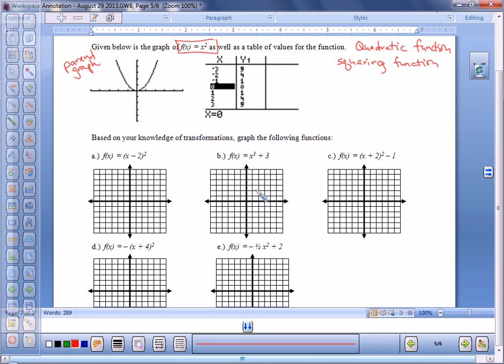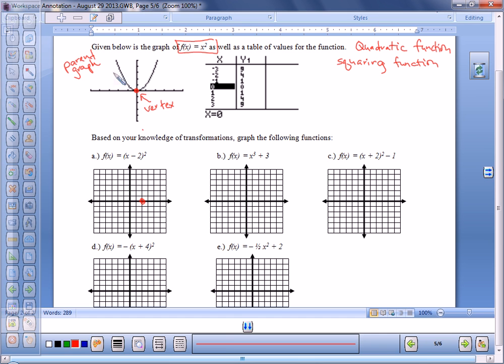So this one says, take that quadratic. How do I know? Because I have this 2. And what am I going to do with this parent graph? Shift it to the right 2. Now, the point I just shifted was the point that was at 0, 0. That point is called the vertex of this quadratic function. The vertex is either going to be the lowest point, the minimum, or the highest point, the maximum. So it just depends on how the quadratic opens. So this is our vertex, and that's what I'll start by shifting.